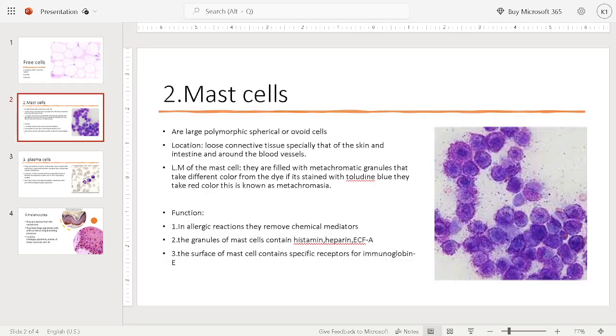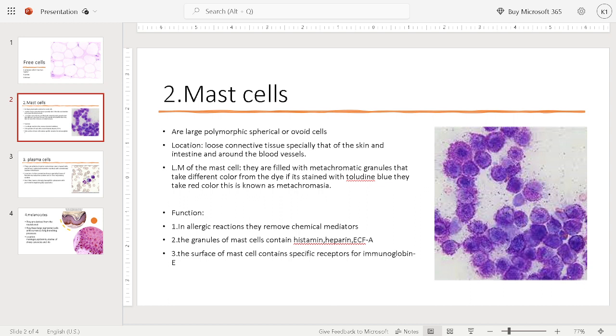Number 2, we have mast cells. We can call them immune cells; they are a type of immune cell. They are large, polymorphic, spherical or ovoid cells, so they may look circular or oval in shape, but mostly spherical. The location is in loose connective tissue, meaning the cells are not attached together, unlike epithelial tissue. Loose connective tissue, especially of the skin, the intestine, and around the blood vessels.